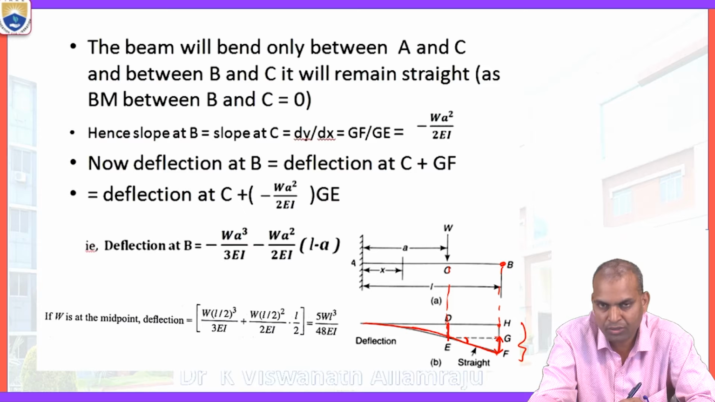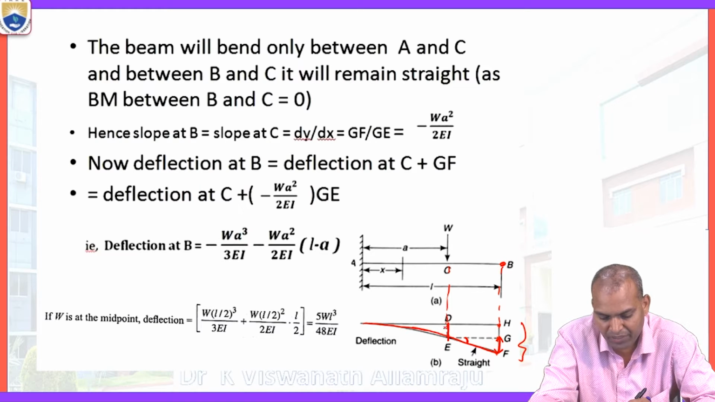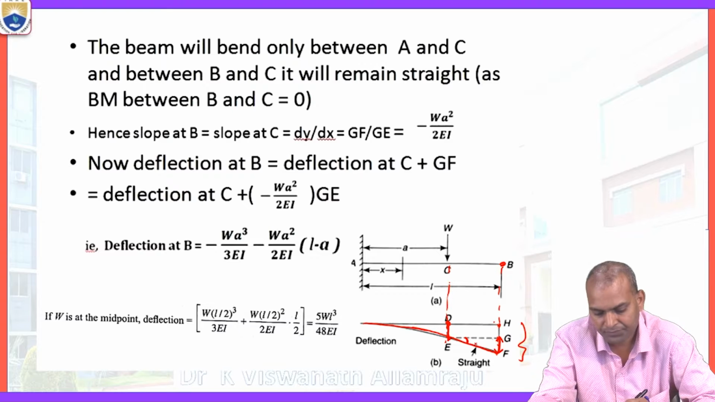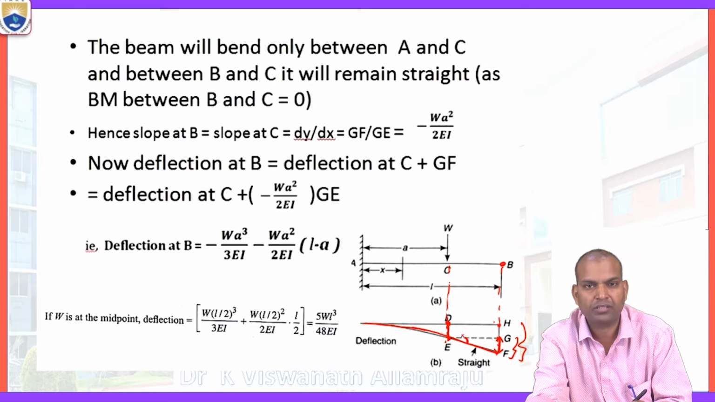We know HG value, that means that is the deflection at E, that means deflection at C, that is DE. The DE equal to HG. So DE equal to HG, we know the deflection at point C. But we want to find out the deflection at B. So deflection at B equal to sum of deflection at C plus GF distance.